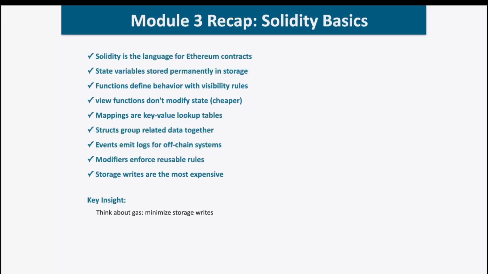Enable complex modeling. Events emit logs that off-chain systems listen for. They're critical for front ends. Storage writes are the most expensive operation. Use memory for temporary data, storage for permanent state. When you write a smart contract, think constantly about, will this be expensive? Can I optimize? Who can call this? What happens if they do? Will off-chain systems know what happened?